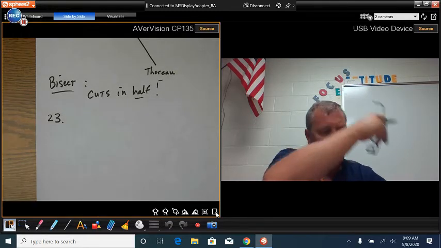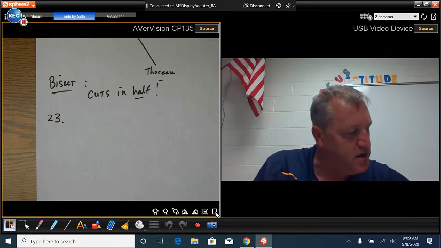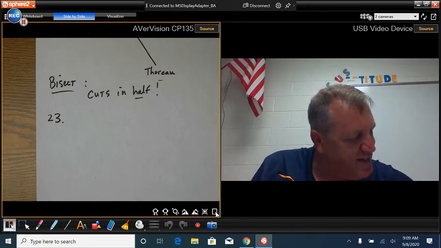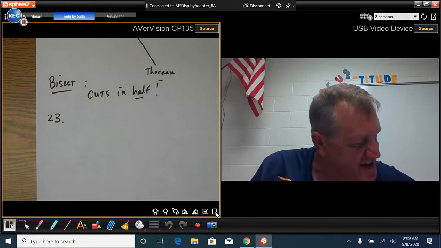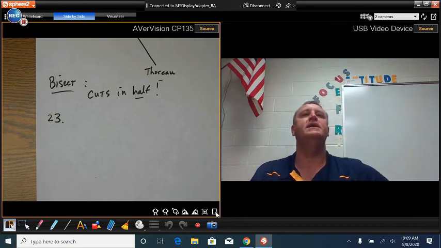All right, it says a carpenter is building a rectangular bookcase with diagonal braces across the back as shown. Okay, I see it. The carpenter knows that angle ADC is a right angle. What's that mean? 90 degrees.